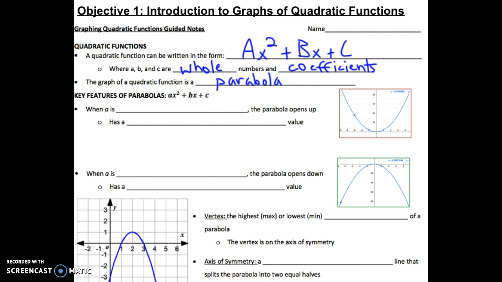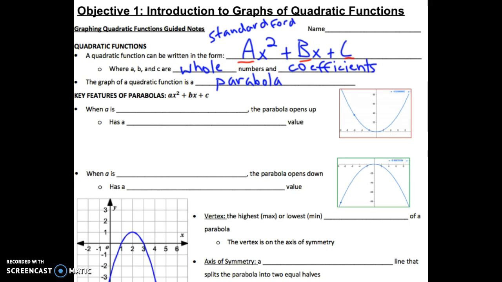Key features of parabolas. ax squared plus bx plus c. Again, that's the standard form. So please write standard form above this. It's good to know this. Standard form of a quadratic is ax squared plus bx plus c. And these are very important positions. They will all be numbers at some point, very important positions to remember.